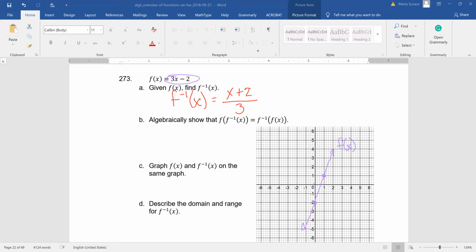Now I'm going to move on to my other function. If I simplified this down, it would look like 1/3 x plus 2/3. So I know that my y-intercept is at 2/3. And then I go up 1 and over 3 to represent the slope. And there is my f inverse.